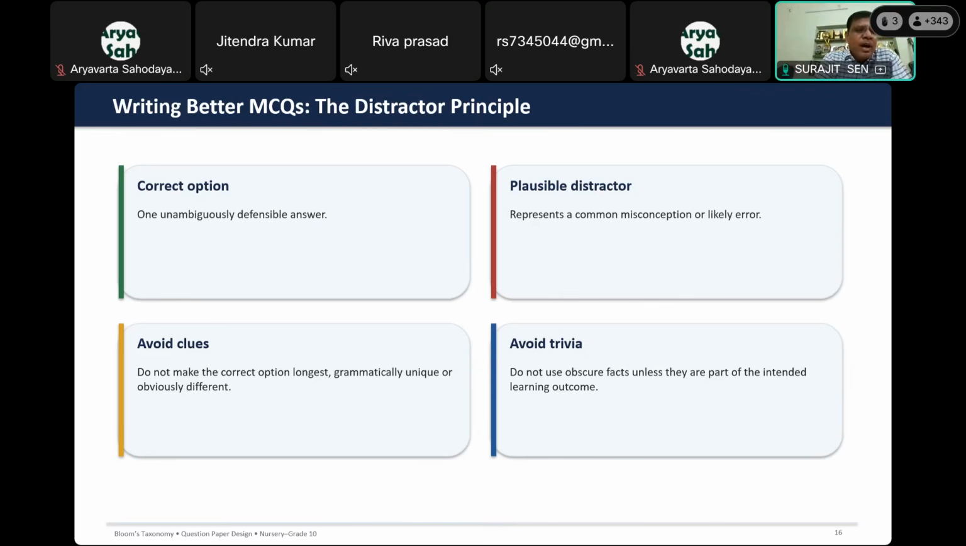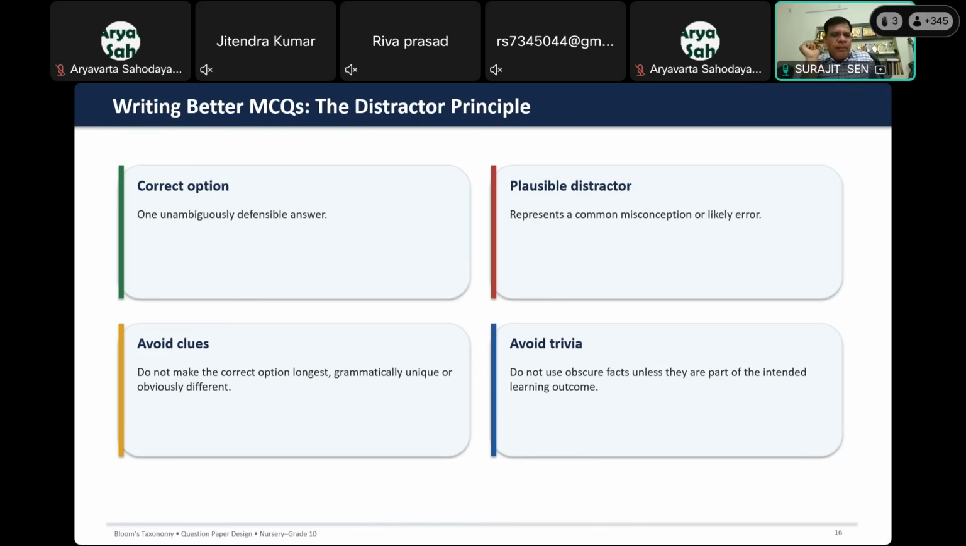So the correct option: one, unambiguously differentiable answer. The first answer will definitely give the correct information. One answer will be there, which is the correct one, and it should also have this quality. Achha. One should be a plausible distractor, representing a common misconception or likely error. Some common misconceptions children have should be there. That should be one of the distractors, so that it will compel the student to think a little.